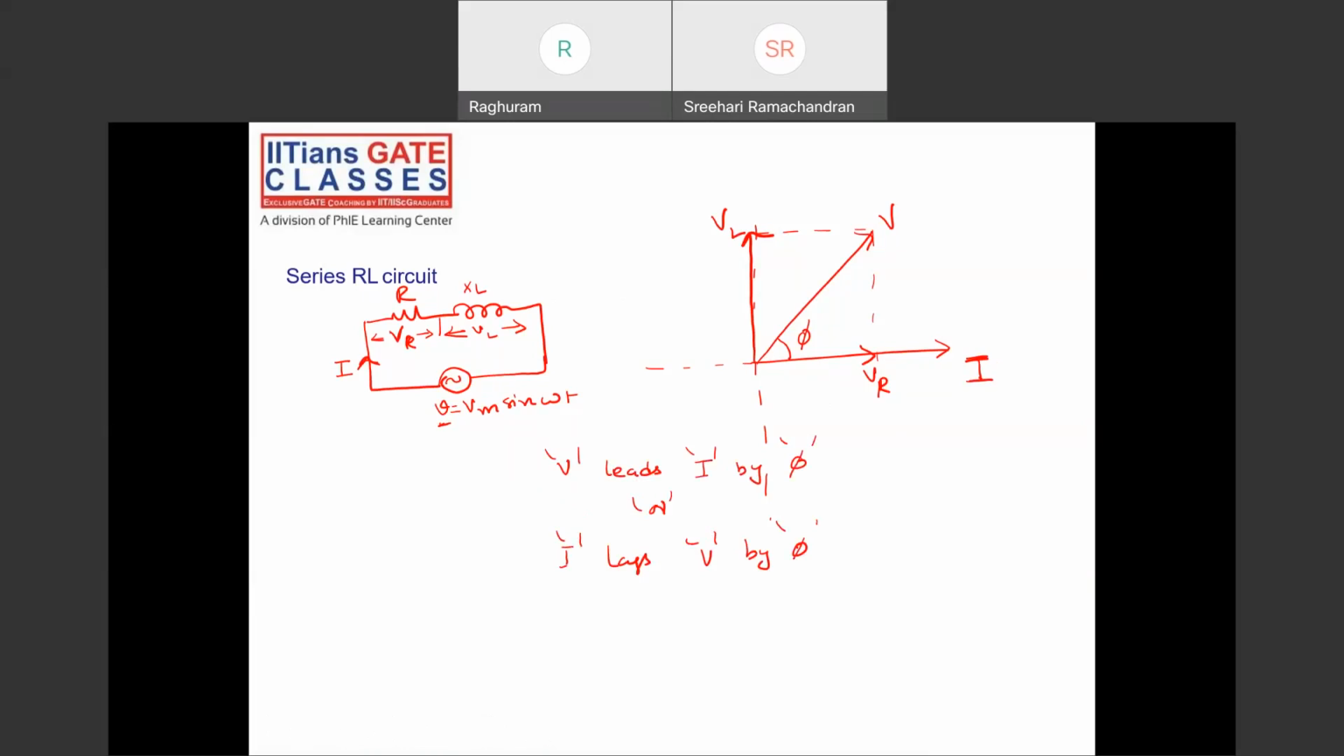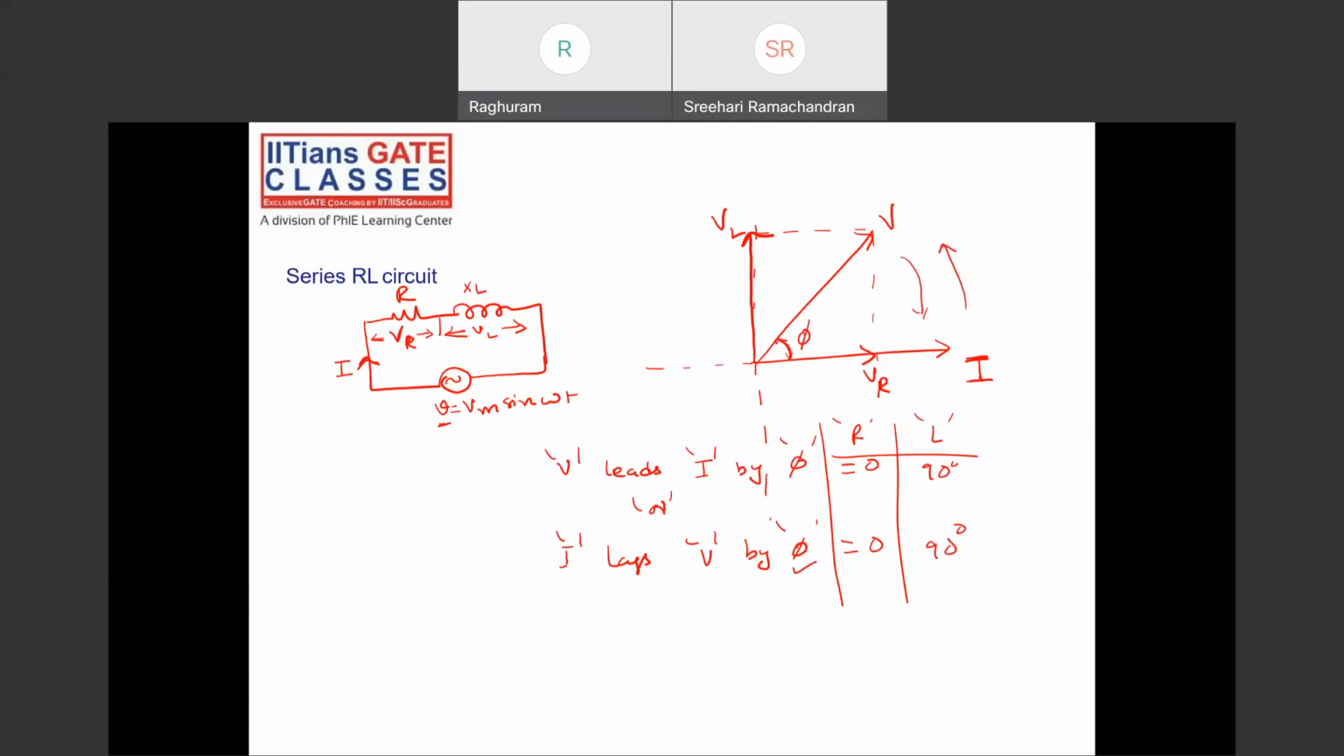In case of a pure resistor, phi is 0, so I and V will be in phase. In case of a pure inductor, phi is 90 degrees: V leads I by 90 degrees. If it's an RL circuit, there will be some angle phi, and the current lags the voltage, or the voltage leads the current, by phi.